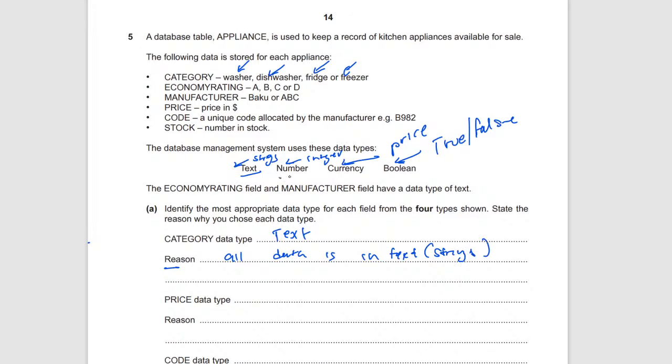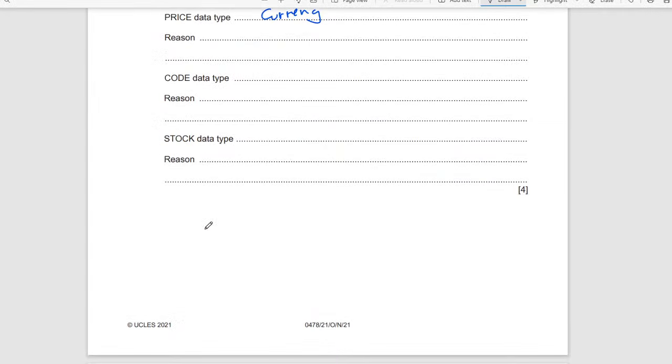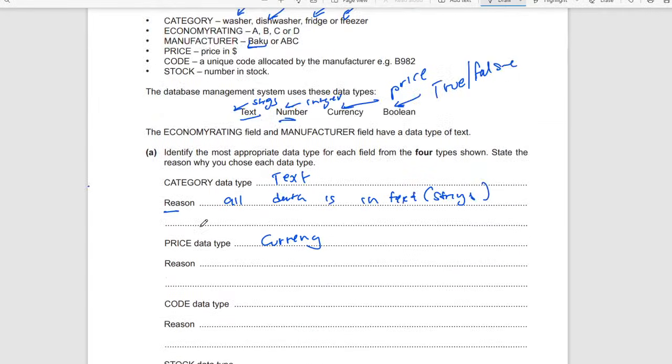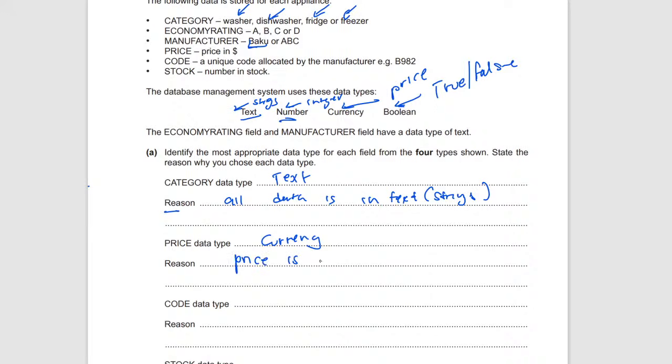We move on to price. Price would be currency, because price shows the currency, isn't it? The paper that I'm currently doing is October-November 2021, for those people wondering, and I'm doing the last question, the query table. So price here is currency because the price is in dollars or in a certain currency, because dollars is a currency. Then for code, which one do we need? It's a unique code like this.